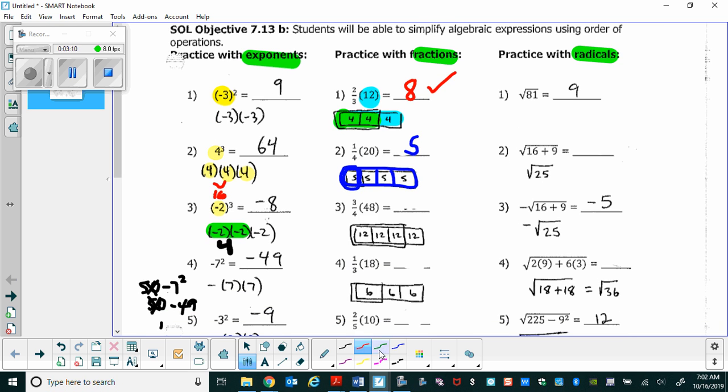All right, now for number 3 here, we're going to take 48 and break it up into fourths. 48 divided by 4 is 12, and now we want 3 of those sections, so that's going to be a 36.